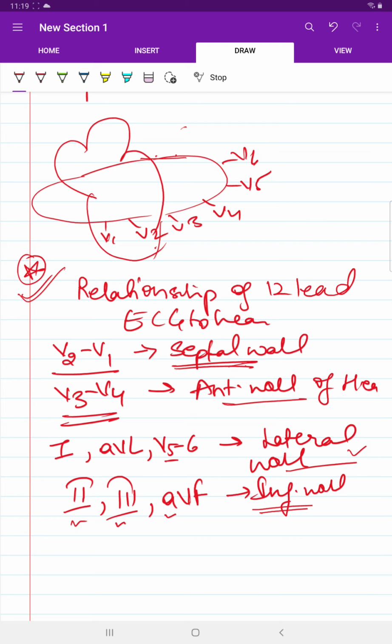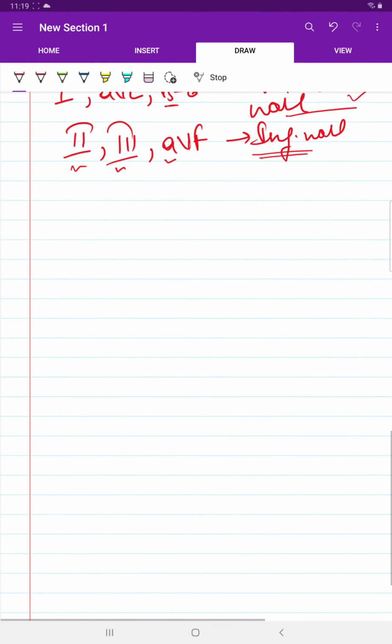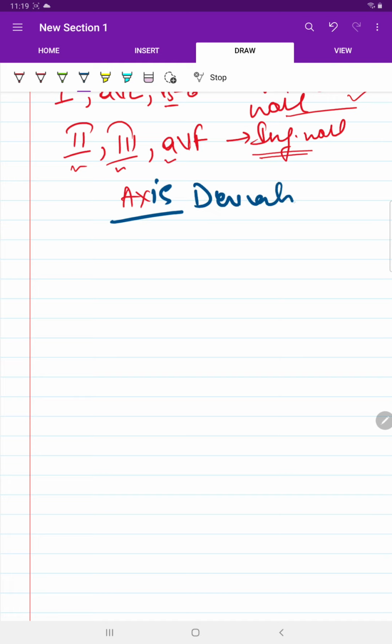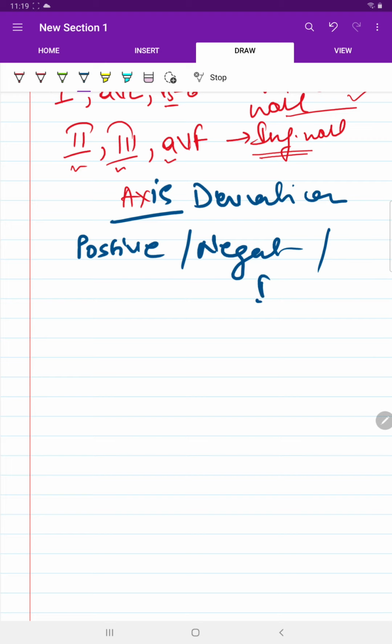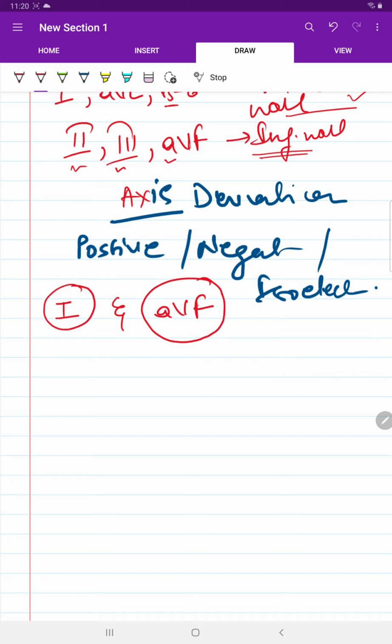Now coming to another topic, that is axis deviation. Axis deviation is also important. The axis can be positive, can be negative, can be isoelectric. To see the axis deviation, only and only go for lead 1 and lead AVF. We do not need to see other leads, just these two leads for the axis deviation.